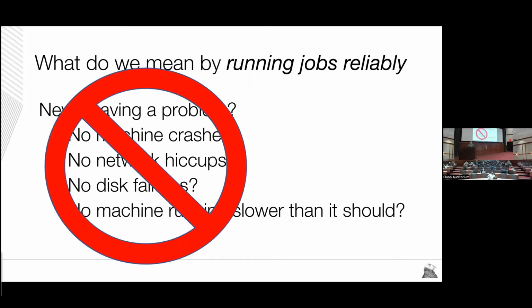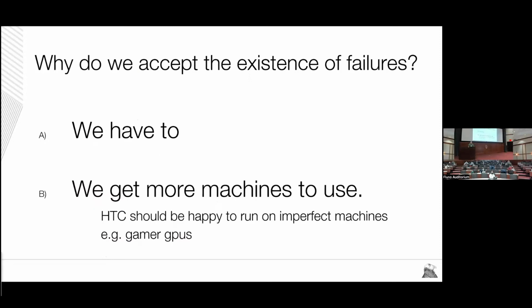We don't live in a world where we have perfect machines or networks, but we can still run jobs reliably despite that. So why do we accept this? Well, we have to. This is the world we live in. But I think more importantly and more fundamentally to Condor, to the degree that we can accept running on less than perfect machines, we get more machines that we can use and we can have more throughput.